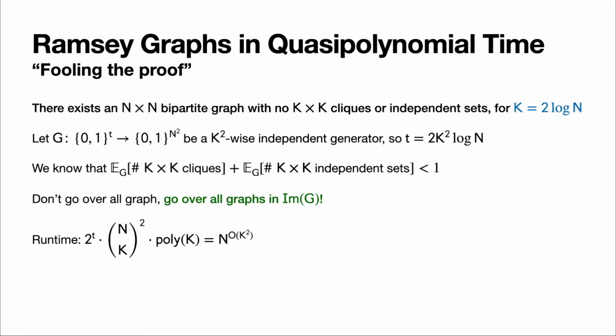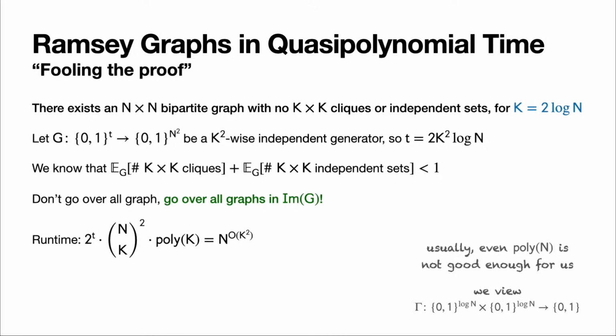Of course, people in pseudorandomness might feel uneasy, because usually even poly-n is not enough for us, because we like to view a graph as the adjacency function. So ideally, what we want is to run in polylog n time and decide whether there exists an edge between two vertices. So this gives us quasi-poly time in the number of vertices, not in the length of the input. But it's a nice application of k-wise independence.